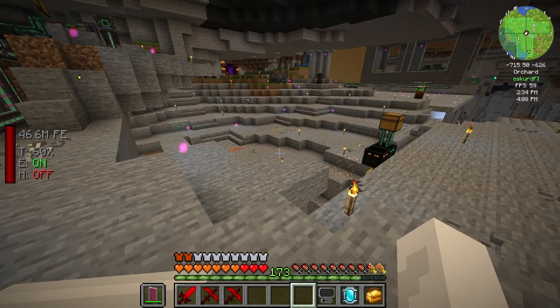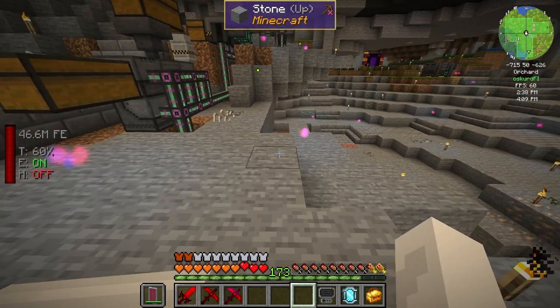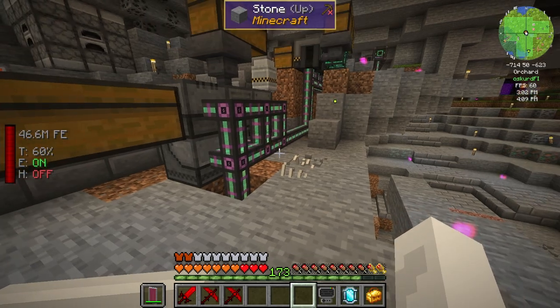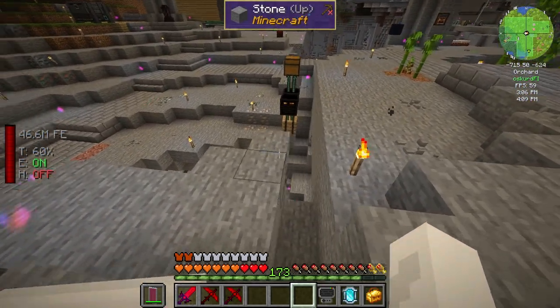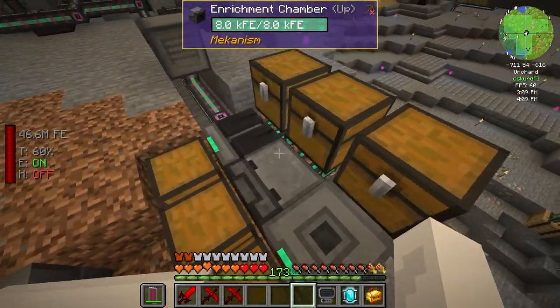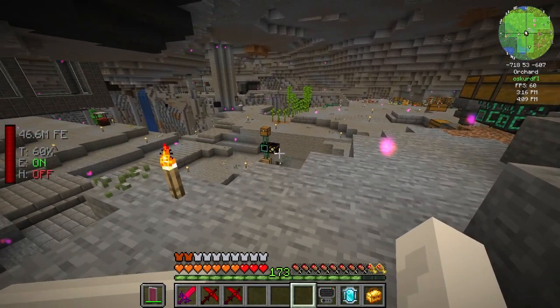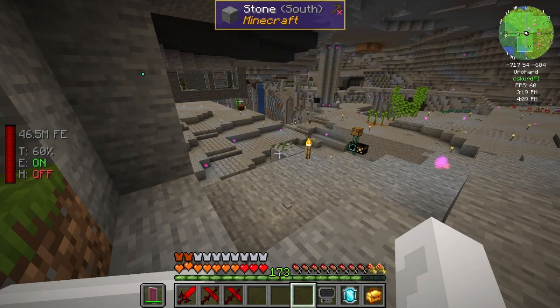I was updating my power cable infrastructure. I changed all my cables to ultimate universal cable, and this cable holds 2.2 giga FE per cable, I think at least. So now we have a huge inner buffer of power in our system, plus these few power banks, etc. So things are looking very nice on that.